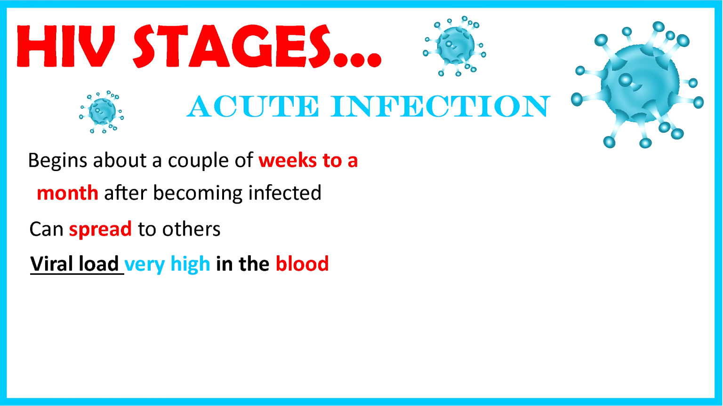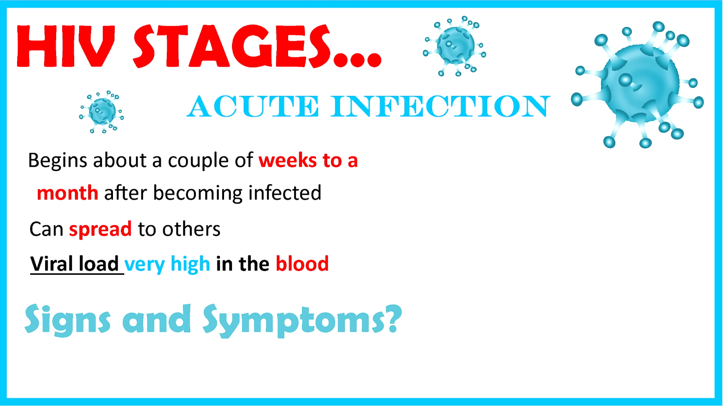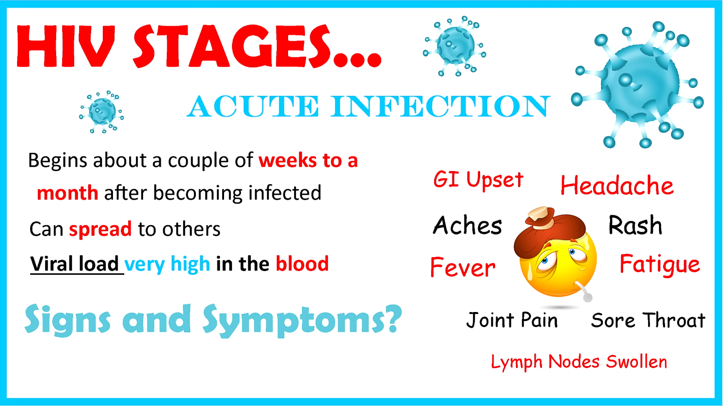And this begins about a couple of weeks to a month after becoming infected. The person can spread it to others, and their viral load is very high in the blood. So there's a lot of virus in the blood. Now, what signs and symptoms will they have during this stage? They tend to have flu-like symptoms, which could include GI upset, headache, aches in the body, rash, fever, fatigue, joint pain, sore throat, swollen lymph nodes.